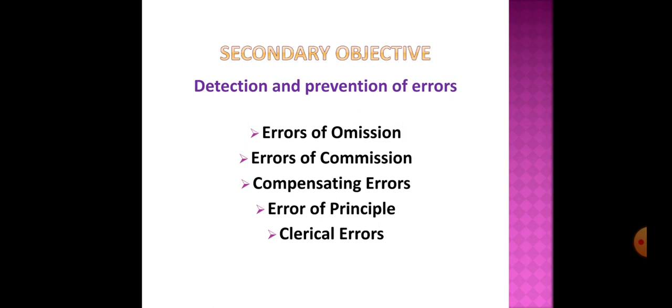Then errors of principle. These are the errors committed by not properly following the accounting principles. These arise mainly due to a lack of knowledge of accounting. For example, revenue expenditure may be treated as capital expenditure. Then finally, clerical errors. A clerical error is one which arises on account of ignorance, carelessness, negligence, etc.